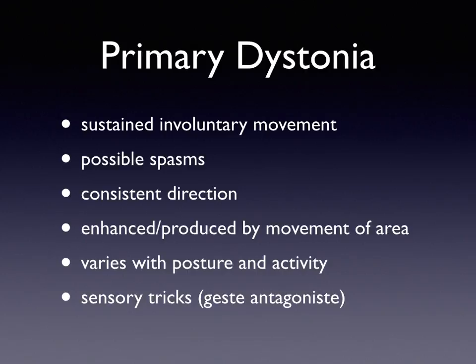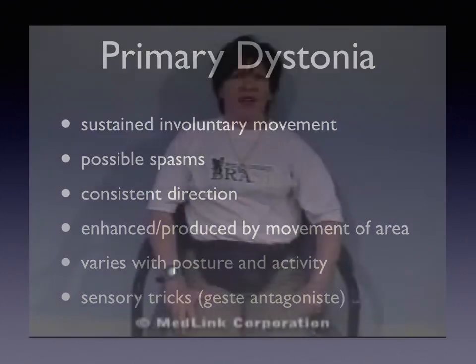And we mentioned before that it often is associated with abnormal postures. It can also be with different forms of activity. Patients may manifest with pain, such as neck spasms, for instance. This is very common with torticollis. It is also often involuntary, but it is much more sustained of a movement. These patients may respond to sensory tricks as well.